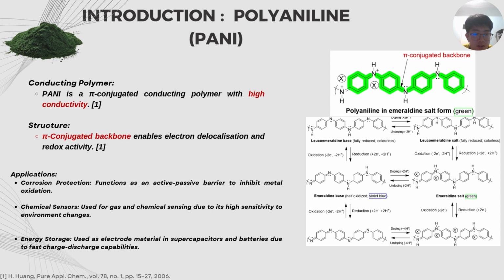Polyaniline is a unique pi-conjugated conducting polymer that possesses high electrical conductivity. This conductivity is made possible by its pi-conjugated backbone, which enables electron delocalization and redox activity throughout the polymer chain. Structurally, it consists of repeating aniline units linked via amine groups, forming a system that can readily transfer charges. PANI is distinguished by its ability to exist in multiple oxidation states, specifically leucoemeraldine, emeraldine, and pernigraniline.